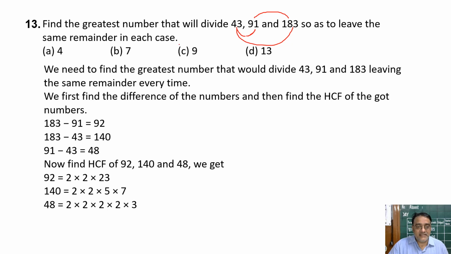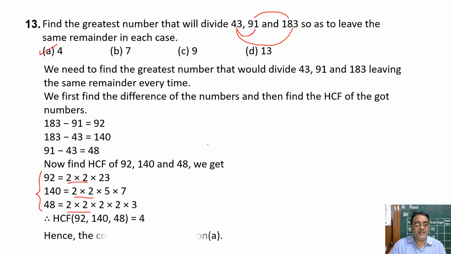Now the common factors are 2 into 2. Okay, so that means HCF is 4. Okay, ये क्लास 6 का मेथड है. ये हम लोग क्लास 6 में पावर्स नहीं देखे थे, ओनली कॉमन फैक्टर्स लिखे थे. राइट, सो विच ऑप्शन इज द करेक्ट वन? Option A. Option A, right.